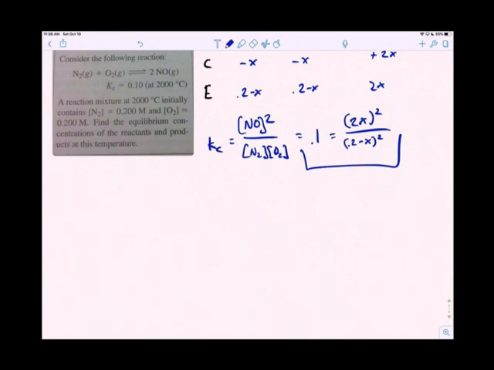How are we going to solve for it? Take the square root of both sides. The square root of 0.1 equals 2x all over 0.2 minus x. With this, though, for those of you who are wondering, if I do the square root, shouldn't this be plus or minus? Well, this is a problem with math. Math is a beautiful model and a wonderful thing, but math is not real. What makes math real is the application of it.